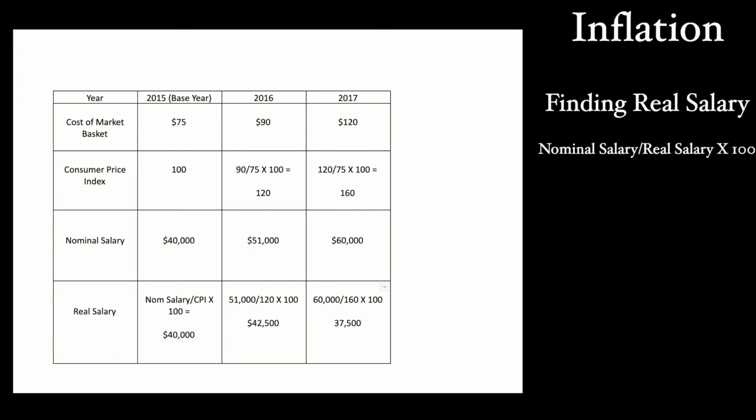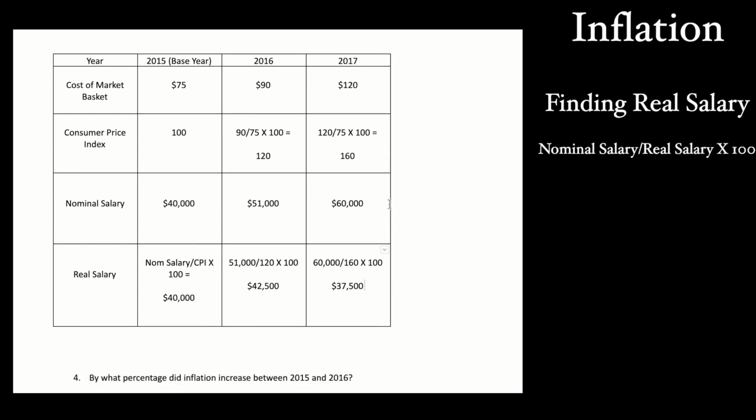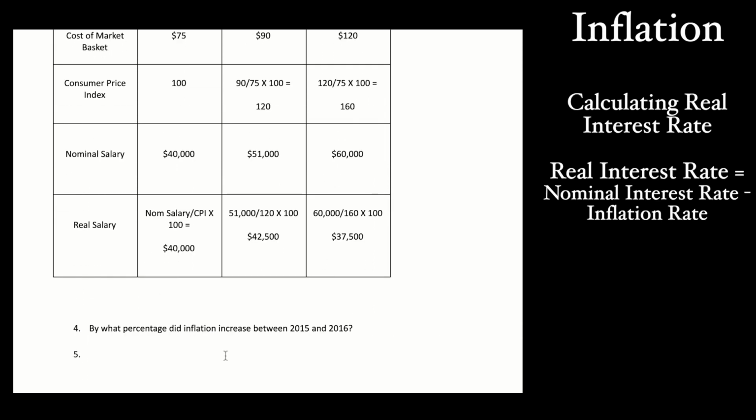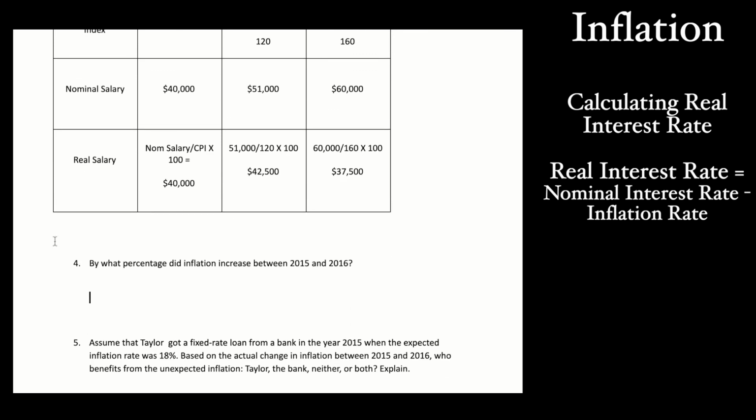$37,500. So once we've adjusted all these nominal salaries for inflation, it turns out that from 2015 to 2016 in real value, we did make more money, $2,500 more. But from 2016 to 2017, even though we made $9,000 more in 2017, when we adjusted for inflation, our real salary actually decreased. We're actually making less than we did before because of how much higher prices jumped between those 2 years.